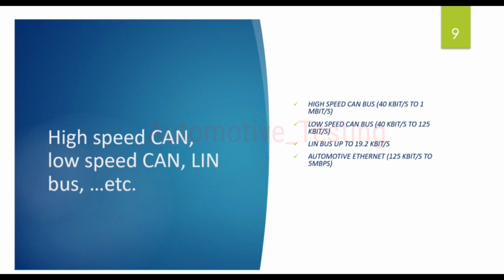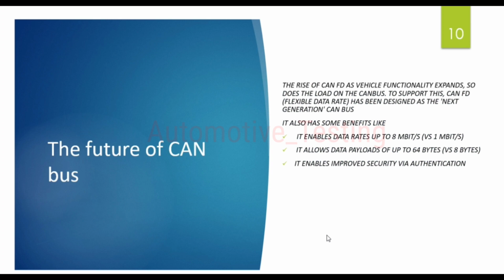So most likely in the coming years we'll see automotive Ethernet, CAN FD and CAN XL all being used in new automotive and industrial development. Next is the future of CAN. The future of CAN I have already discussed just now. So you can see the benefits, the rise of CAN FD as vehicle functionality expands.